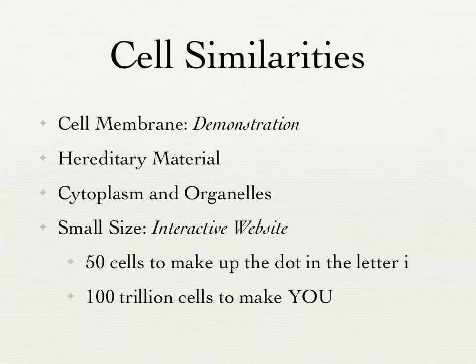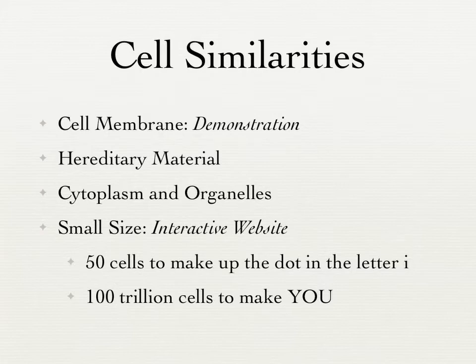There are also four similarities between all types of cells. Number one, all cells have a cell membrane. Two, all cells have hereditary material. This means that they all have some kind of DNA. Three, all cells have cytoplasm and organelles.